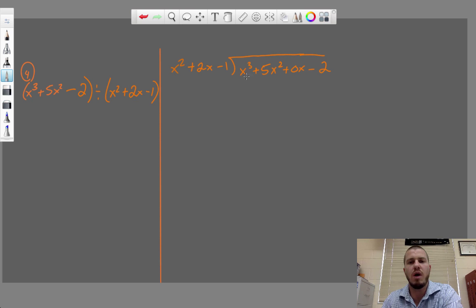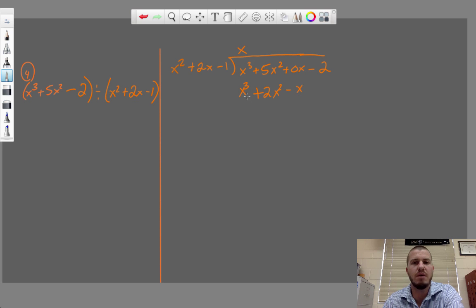So what happens here? X squared times what will give me x cubed? So that's going to be x to the first, because then I add the exponents and that will become x to the third. When I distribute it back through, I'm not going to write it all out here, but it's x times x squared is x to the third. X times 2x becomes positive 2x squared. X times negative 1 is negative x.